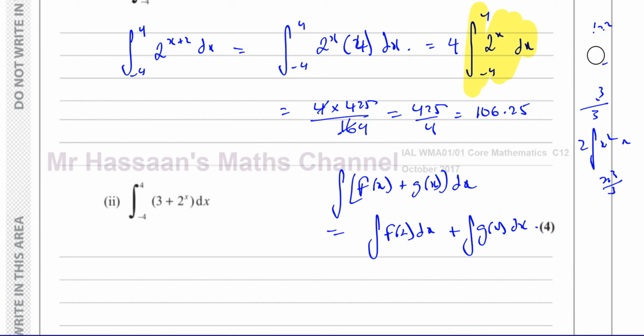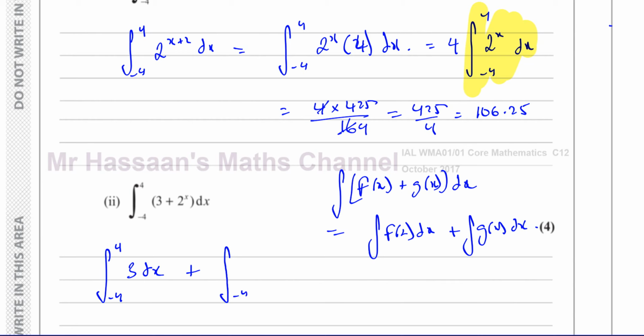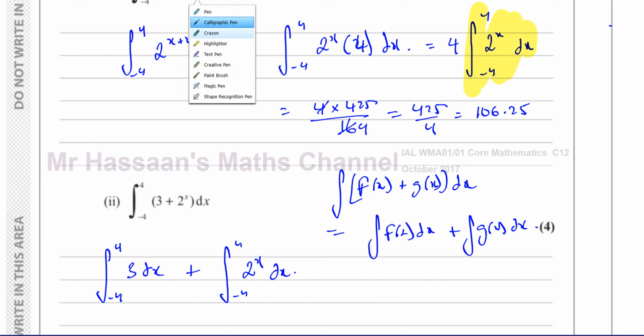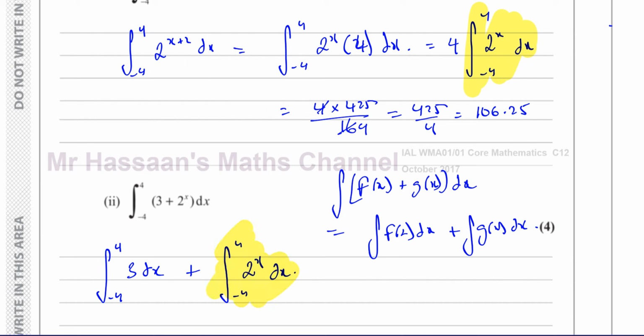So what I'm trying to say here is that when you have something added or subtracted, you integrate them separately. That's actually what we do. We don't write it out like that, but that's what we do. We integrate this, then we integrate that. So that understanding will help us if we're trying to split this up into a form where we need this on its own. So I can say this is the same as the integral between minus 4 and 4 of 3 with respect to x plus the integral between minus 4 and 4 of 2 to the power of x with respect to x. Now this is again exactly the same as what we have, which is equal to 425 over 16.